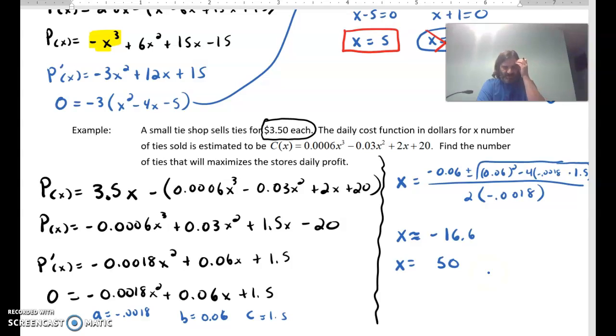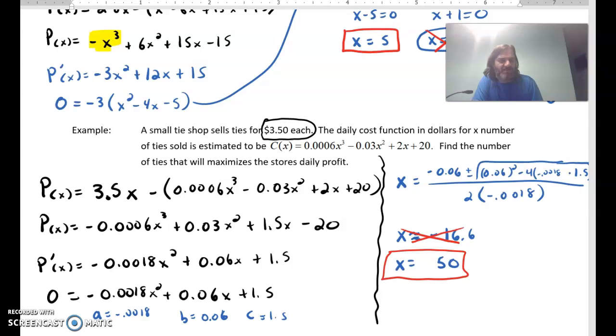So let's talk about these. Well, first of all, we're selling ties. A tie shop cannot do very well if it sells a negative number of ties. So it's implied that our domain from the application would be x has to be 0 or greater, not a negative. So we're just going to throw out the negative, and that leaves us with the 50.